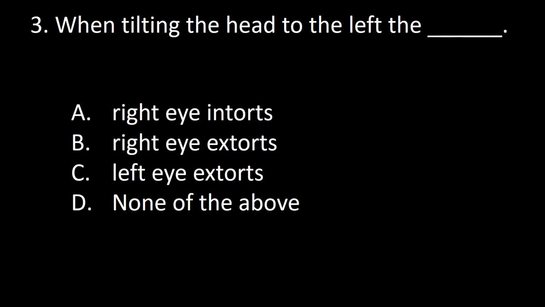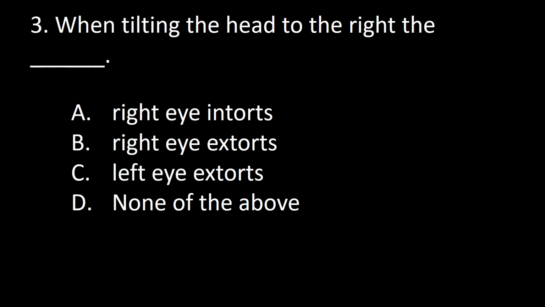Next question. When tilting the head to the left, the blank. A. Right eye intorts. B. Right eye extorts. C. Left eye extorts. D. None of the above. When we tilt the head to the left, as illustrated here, the normal position of the eyeball's equator and prime meridian will be altered.